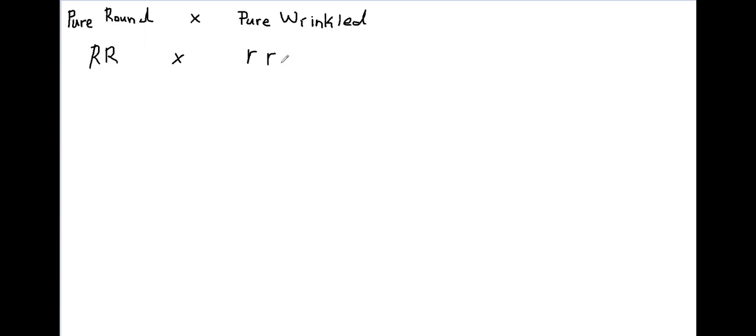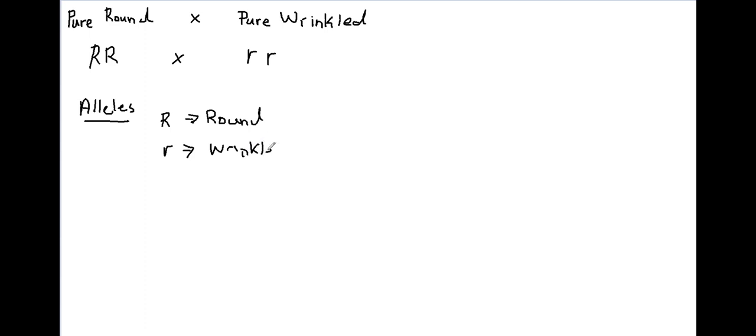So let's begin by looking at the alleles we're going to use. This is where we always start with any genetics problems, is with our alleles. In this case, we've got big R dominant, and that's going to be round. And we've got the little r, which is recessive, and that's going to be the wrinkled trait.